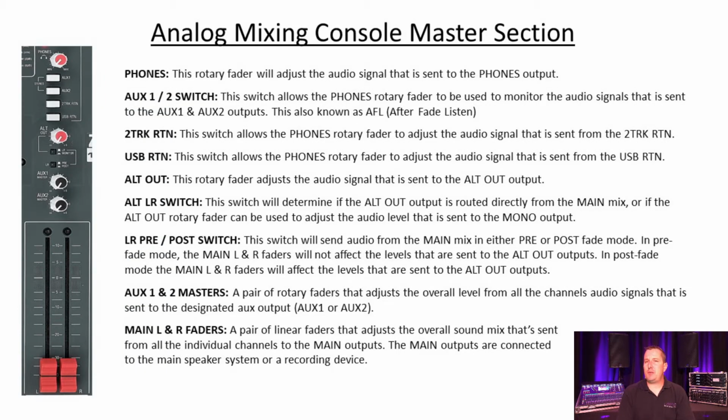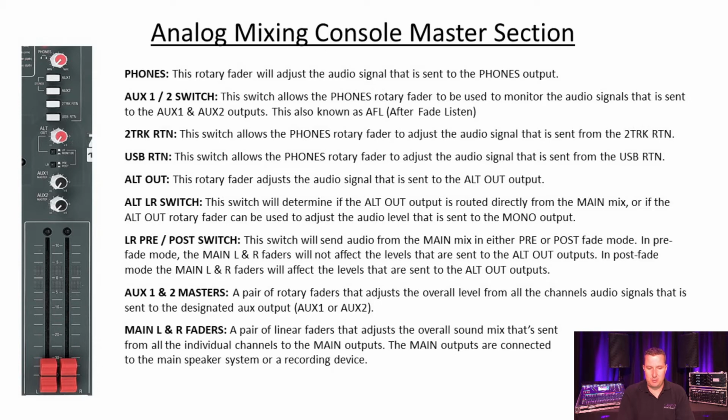As we go further down the mixing console's master section, you will find the phones rotary fader. This rotary fader will adjust the audio signal that is sent to the phones output. The aux 1 and 2 switch is a switch that allows the phones rotary fader to be used to monitor the audio signals that is sent to the aux 1 and aux 2 outputs. This is also known as AFL, or after fade listen. The 2-track return switch allows the phones rotary fader to adjust the audio signal that is sent from the 2-track return. The USB return switch allows the phones rotary fader to adjust the audio signal that is sent from the USB return.